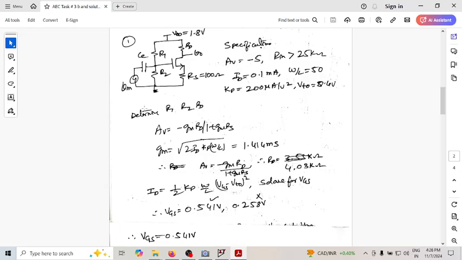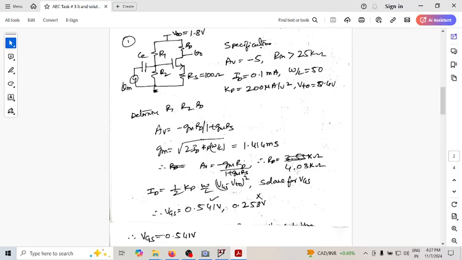In this equation we don't know the value of GM, but using the equation GM equals root of 2 ID Kp W by L, we can find the value of GM, which comes out to be 1.414 millisiemens. Using this value of GM and the value of AV as -5, we can find the value of RD, which comes out to be 4.03 kilo ohm. So that is one of the requirements to be found.